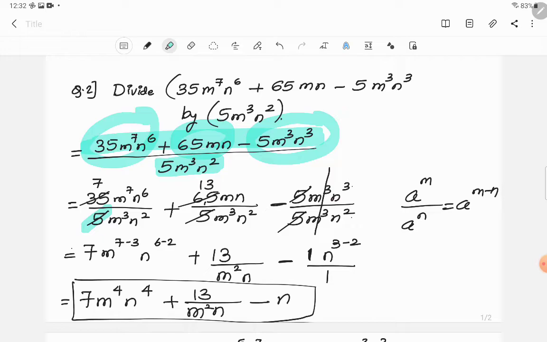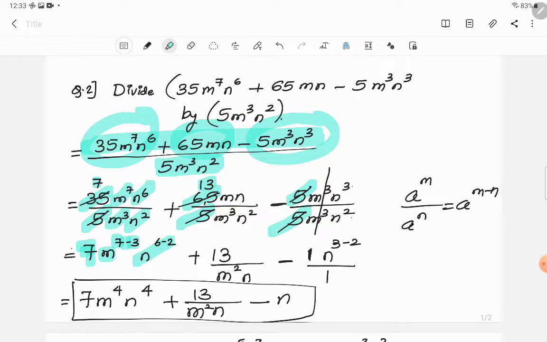Now 5 ones are 5, 5 sevens are... Okay, 5 ones are 5, 13s are... 5 ones are 5, ones are cancelled. It's time to handle the variables. See, you had m to the power 7, m to the power 3, which becomes m to the power 7 minus 3. You had written the 7 already here. Next, n to the power 6 divided by n to the power 2. By the quotient law, it becomes n to the power 6 minus 2.